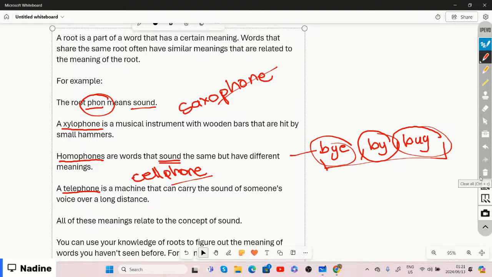So just before I continue, once again, a root is a part of the word that has a certain meaning. Like, for example, saxophone, the root is part of that word. Xylophone, the root is part of those words. Homophones, the root is part of that word. Cell phone and telephone, the root is part of that word, right? So all of these words have the concept of sound, but they have the concept of sound differently, right? All right, so well done.